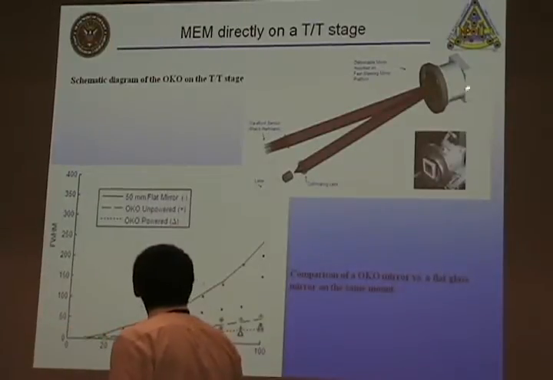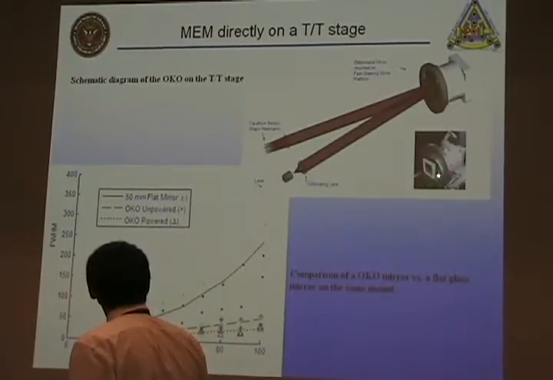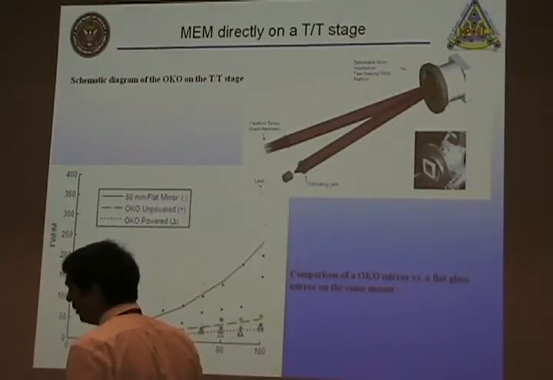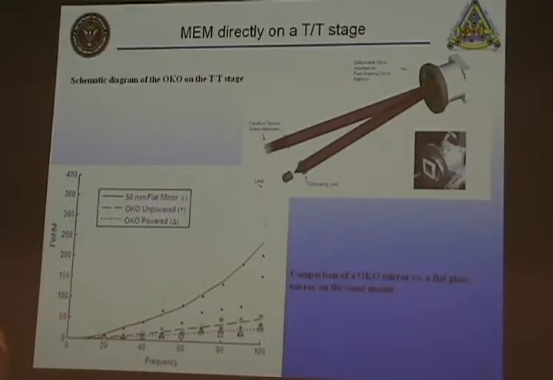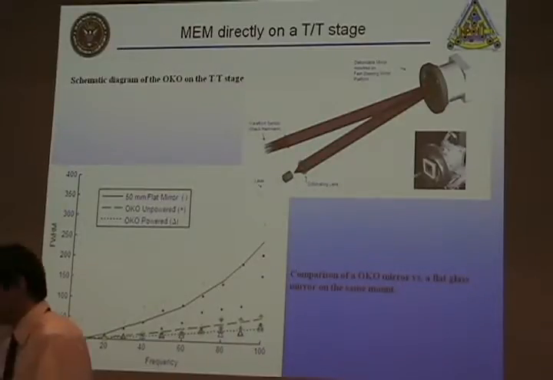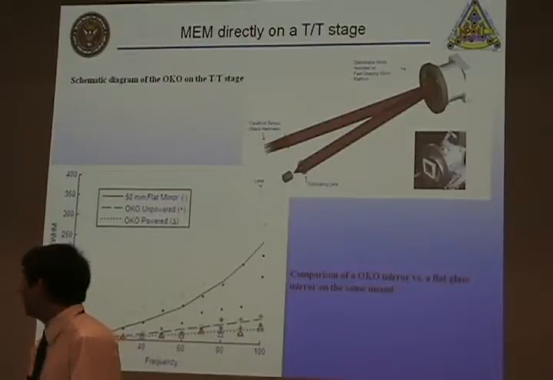Right, now what we've done is we put one of these MEMS devices directly on a PI tip tilt stage, so we can do the global tilt and the higher order correction on the same device. What we have here is we put the device on the tip tilt stage and fed it a sinusoidal signal varying in frequency, and compared that with just having a standard mirror on there.